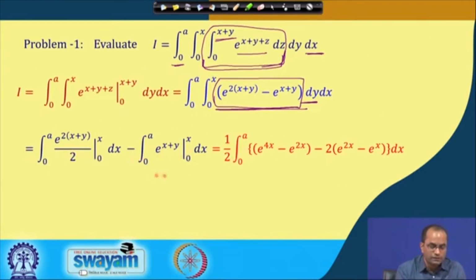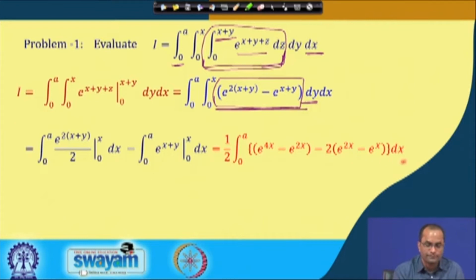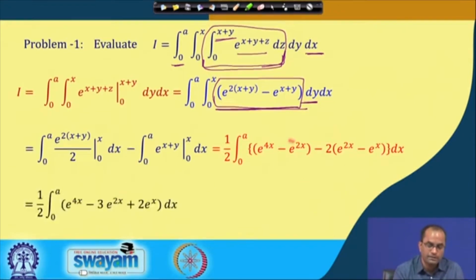So, we are merging now these two integrals into 1. This factor 2 will come because we have taken the half outside the integral. So this 2 will come there, and e power 2x minus e power x. That is the integrand now which we can simplify. So, this is e power 4x, and these 2 will give minus 3 e power 2x, and then we have here minus plus, so this is e power 2x, so 2 e power x.